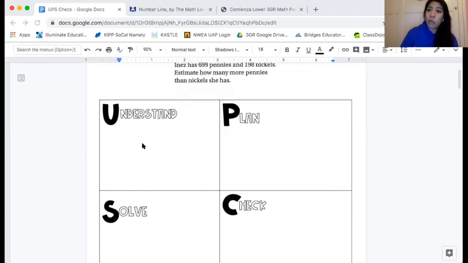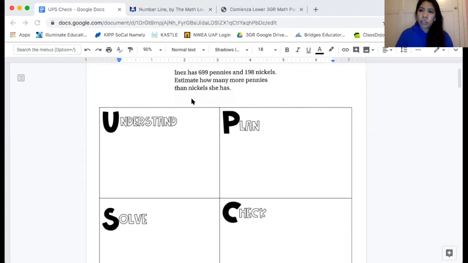First, we want to make sure that we understand the problem. So what should you do with your words, or your story problem here? That's right. You should underline it so that you don't miss important information. What do you do next? You should write out what you understood from the text. What important information is in your story?